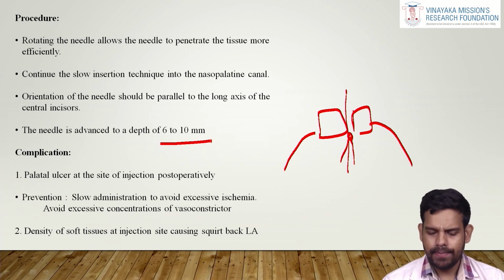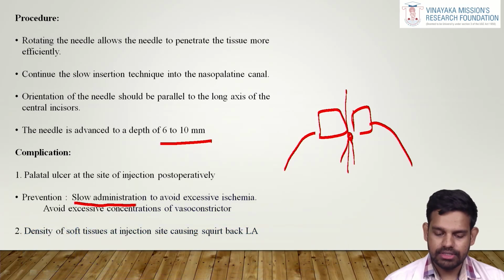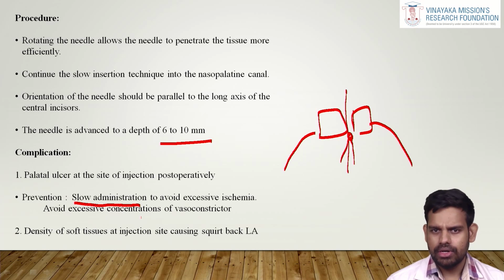Here the complications are palatal ulcer at the site of injection post-operatively. Prevention is by slow administration. We have to administer local anesthesia slowly to avoid excessive ischemia, and avoid excessive concentration of the vasoconstrictor. Because of the density of soft tissues at the injection site, sometimes the local anesthetic solution may squirt back. So in order to avoid it, slow administration is mandated.